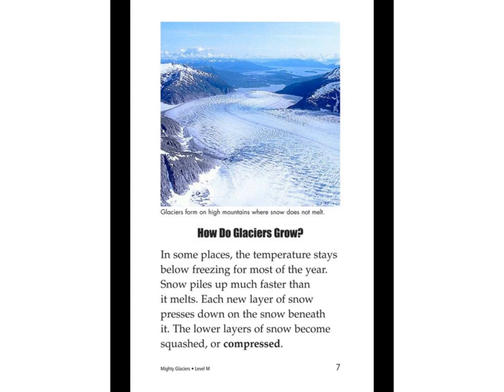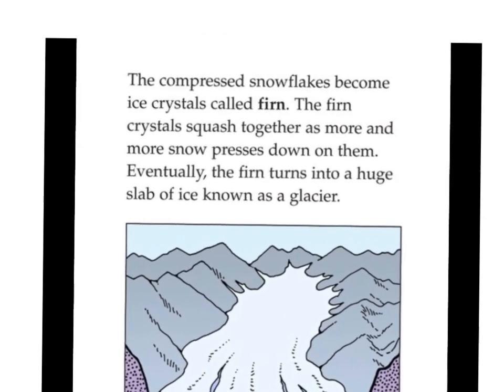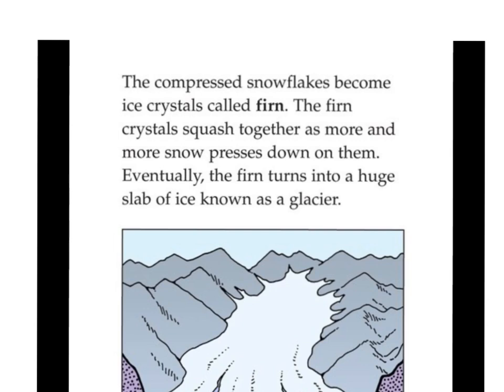Glaciers form on high mountains where the snow does not melt. Yes, can you see? How do glaciers grow? In some places, the temperature stays below freezing for most of the year. Snow piles up much faster than it melts. Each new layer of snow presses down on the snow beneath it. The lower layers of snow become squashed or compressed. The compressed snowflakes become ice crystals called firn. The firn crystals squash together as more and more snow presses down on them. Eventually, the firn turns into a huge slab of ice known as a glacier.